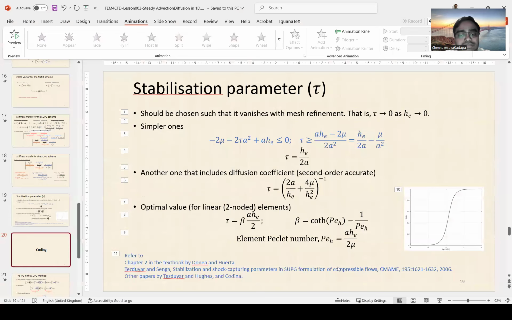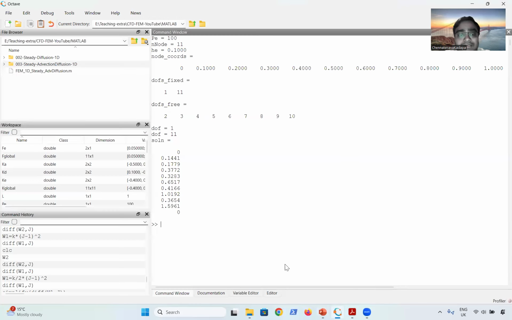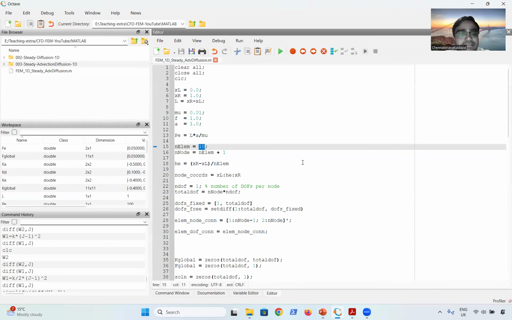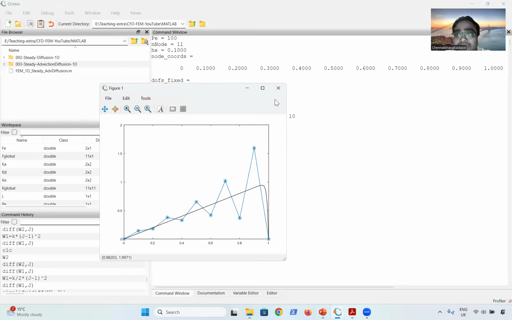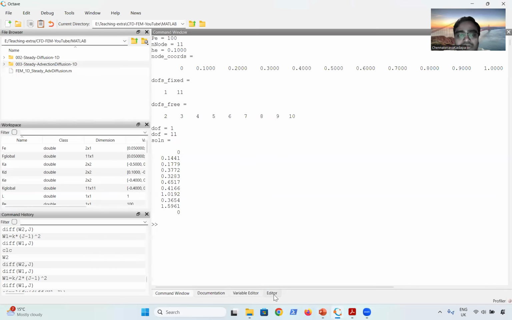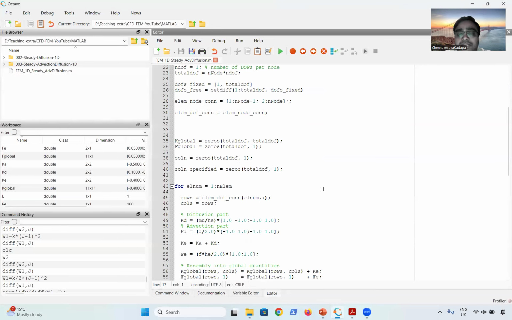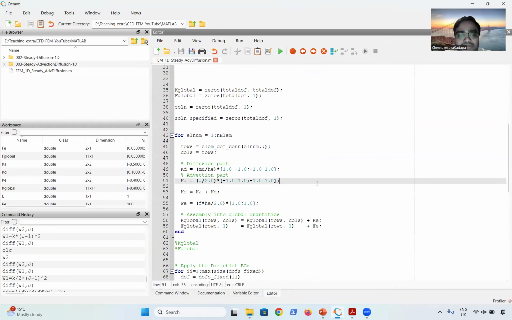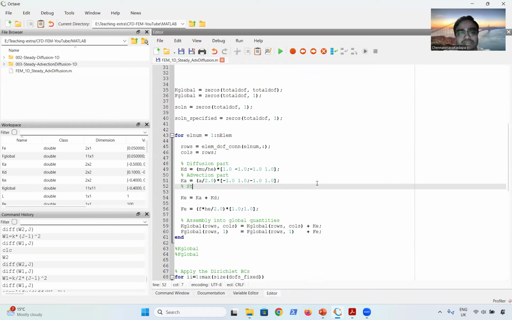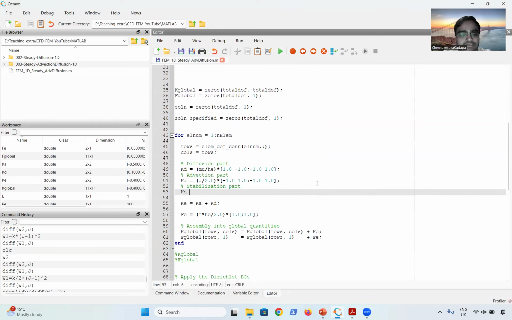Next, let's implement this stabilization method in our code. We don't need to start from scratch. We have already implemented this for FE formulation for the advection diffusion equation. All we need to do is add the stabilization term. We have the diffusion part, we have the advection part. Next we add the stabilization part. Let's denote it as Ks, which is tau A square divided by HE.